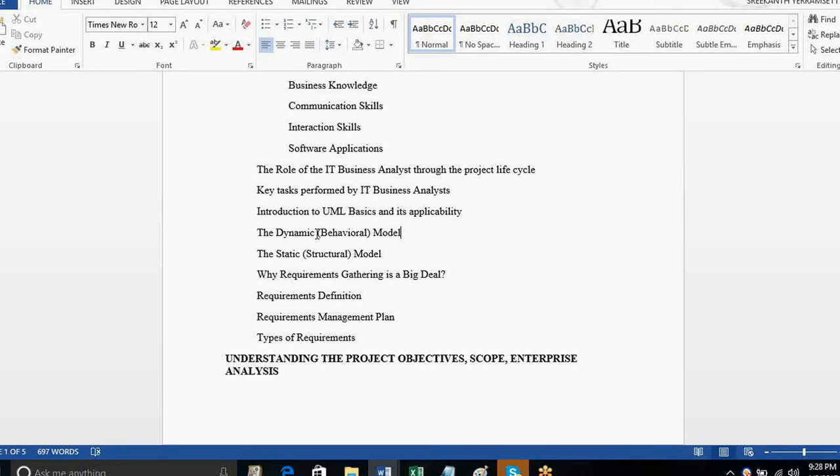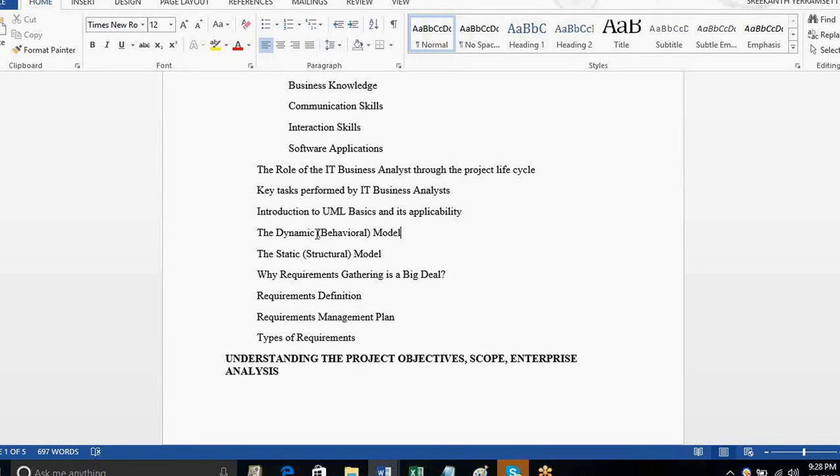Now, in this, the behavior is: what is this system supposed to do? An ATM, an automated teller machine, is supposed to accept the debit or credit card that you give, and then ask you to go through certain process flows, certain steps, and we'll talk about that in a little more detail. Ultimately, it has to give you the money. That's the behavioral model, which means it's doing something, right? That's what the system is supposed to do.